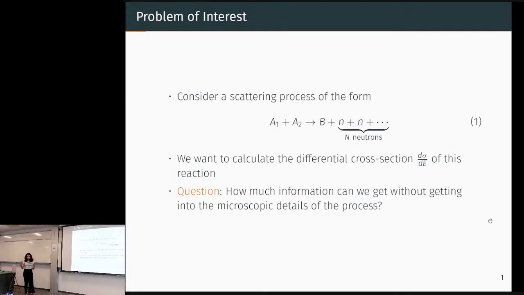To start off, let's consider some scattering process where you have, say, two particles A1 and A2 which collide and then give you some particle B and a bunch of neutrons. What we are interested in calculating is the differential cross-section of this process, let's say with respect to the energy of particle B. And the question we ask is, how much information can we get about this differential cross-section without getting into the microscopic details of the reaction?